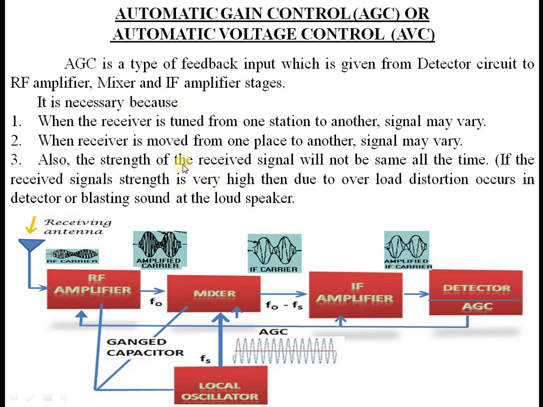Otherwise, if it is high, overload or a distortion occurs or a blasting sound occurs at the loudspeaker. If it is low, then the signal will not be clear at the loudspeaker. So automatic gain control is very necessary. You can see in this diagram, the output of AGC is fed back to RF amplifiers, mixer and IF amplifier stages. Let us see this in detail.